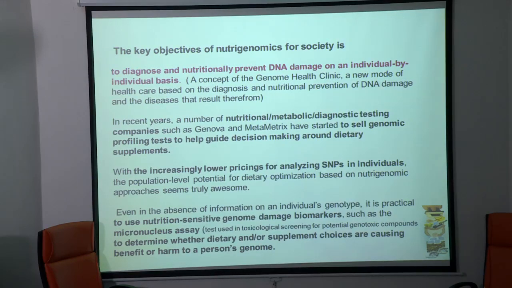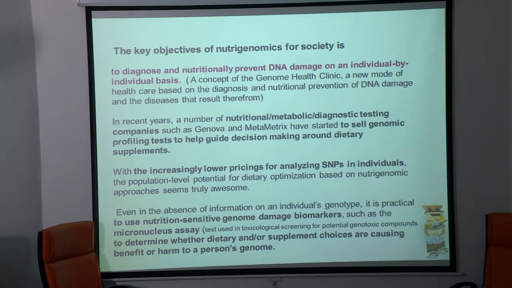So the key objectives of nutrigenomics for society are to diagnose and nutritionally prevent DNA damage on an individual-by-individual basis. So what is the need of the hour? Genome health clinics, like plant health clinics or various other human health clinics. We need genome health clinics now, a new mode of healthcare based on diagnosis and nutritional prevention of DNA damage and the disease that results from it. This is now upcoming in a very big way, because if you know your genome, you can work around your diet.